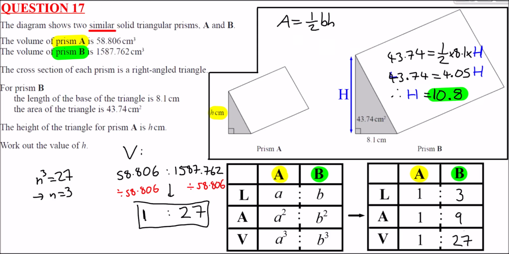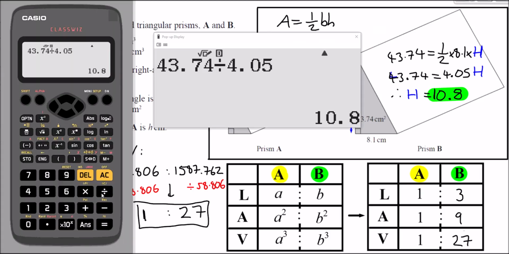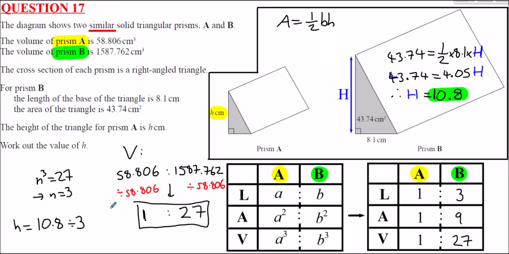So therefore H will just be 10.8 divided by 3, because according to this ratio, the length of the smaller one is 3 times smaller. So 10.8 divided by 3, that gives us 3.6. Therefore the height of this is 3.6 centimetres. H is unitless, H is just 3.6. A fairly awkward question, that one, but it is question 17, this is where they do get quite nasty.